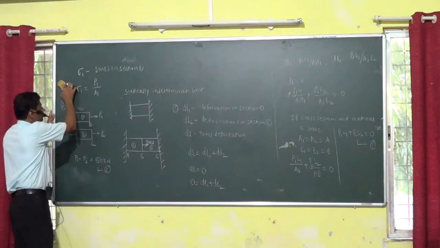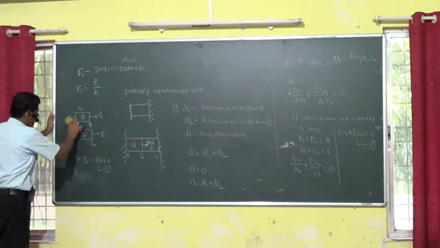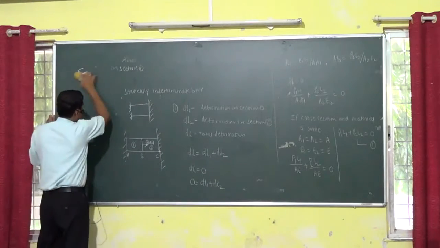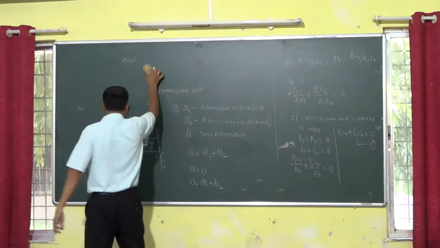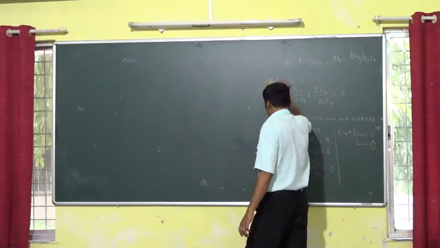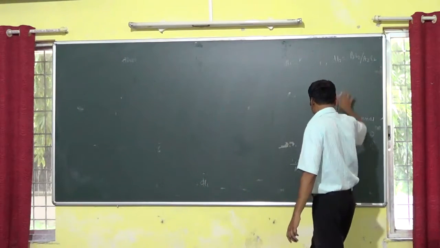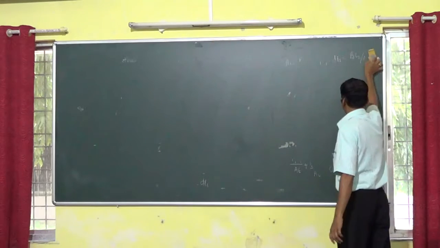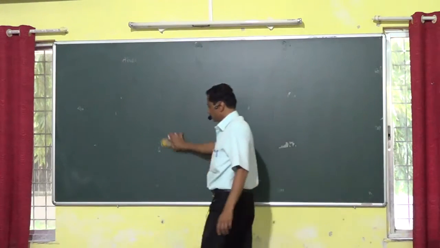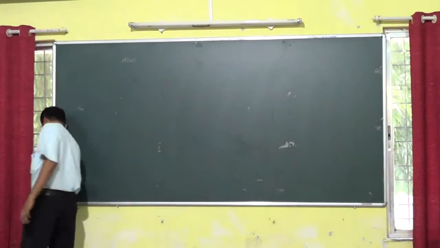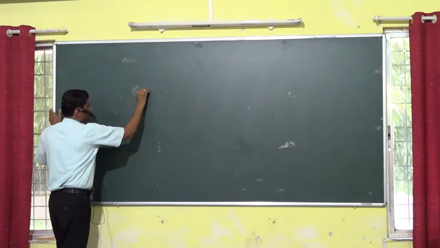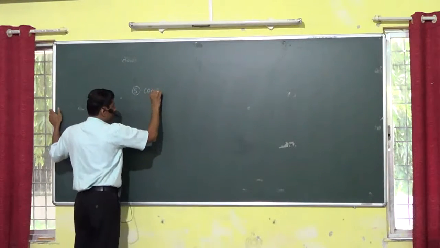So this was about the statically indeterminate bar. This is one kind of example which is present inside simple stress strain. Then the fifth type of example which we have seen in simple stress strain is the composite bar.